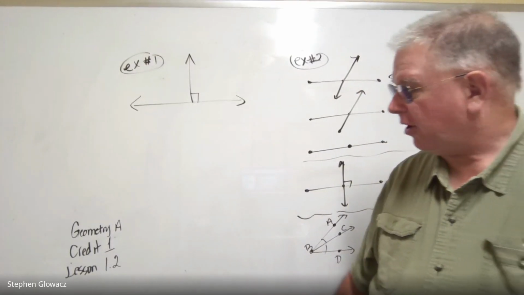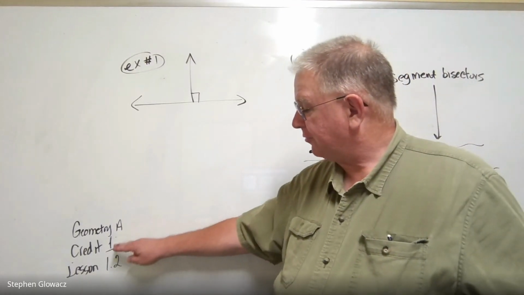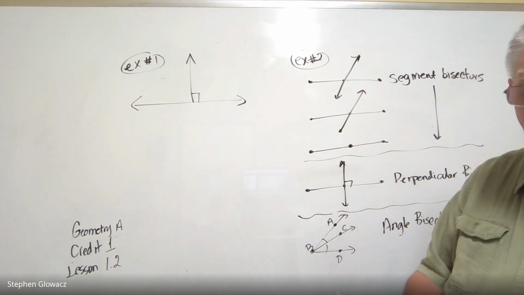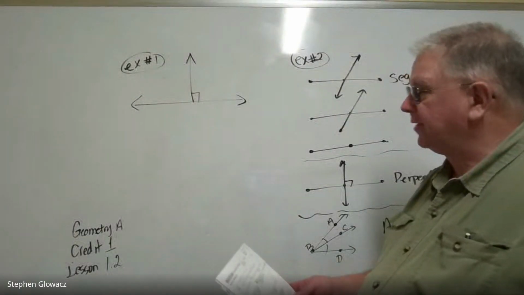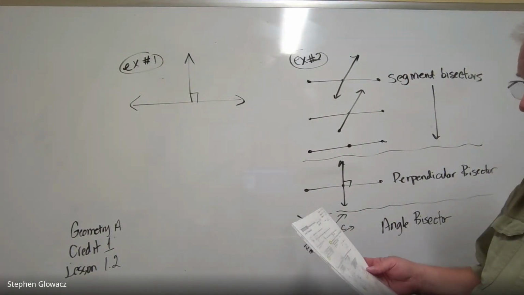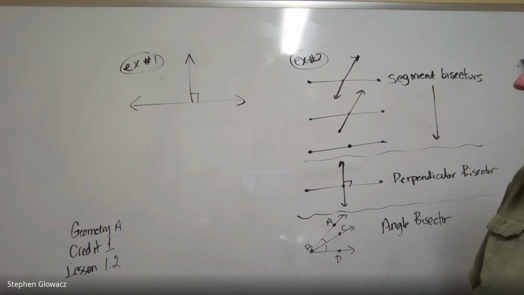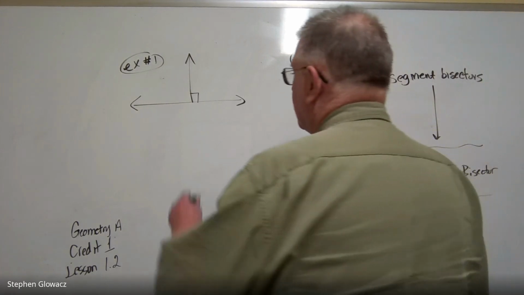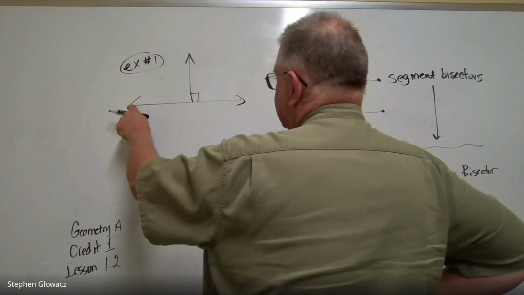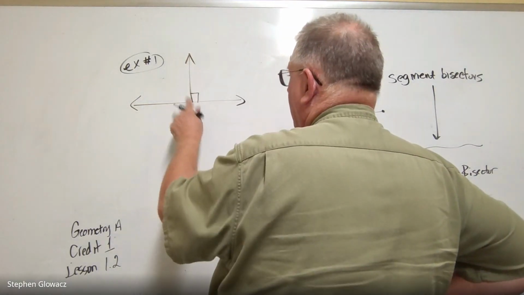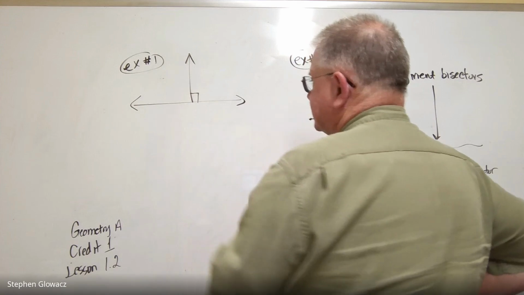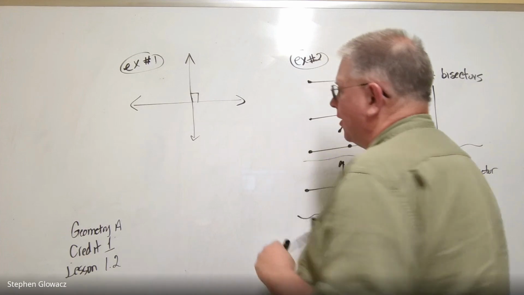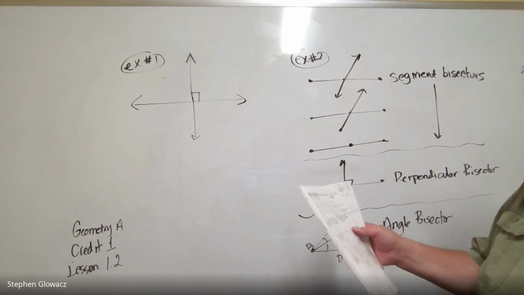Okay, these are the examples for Geometry A, Credit 1, Lesson 1.2. All right, so first of all, we're going to talk about perpendicular lines and what we have that's true about perpendicular lines. So perpendicular lines are two lines that form a right angle or that intersect at a right angle. In fact, let's make this a line here, actually. There we go. All right, so what's true about perpendicular lines?